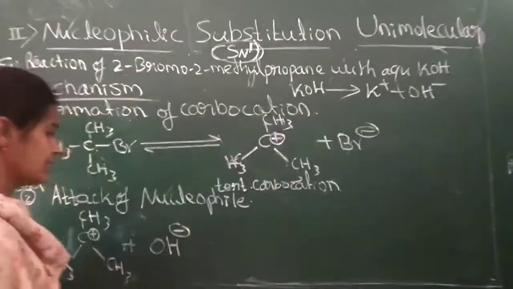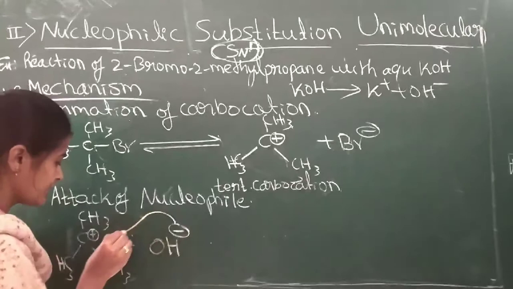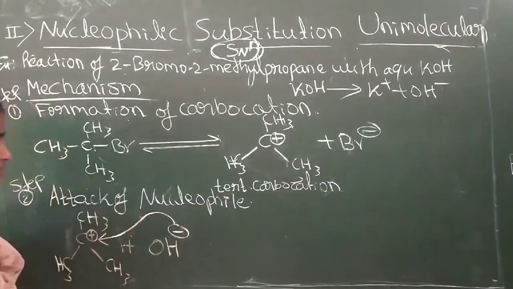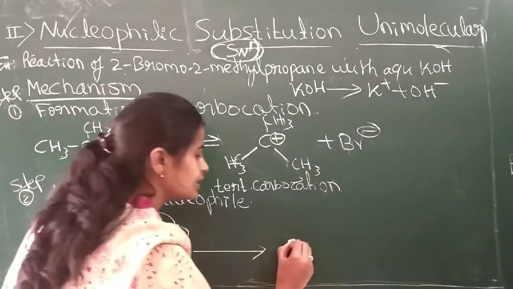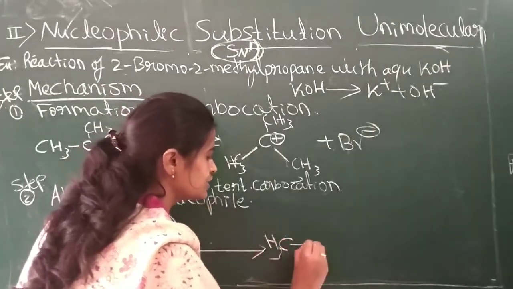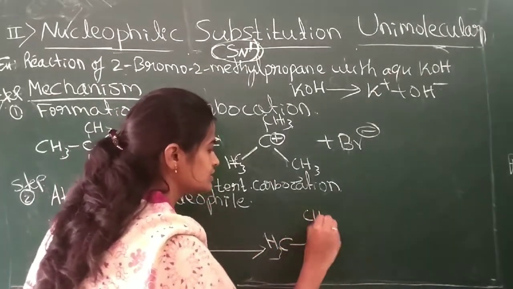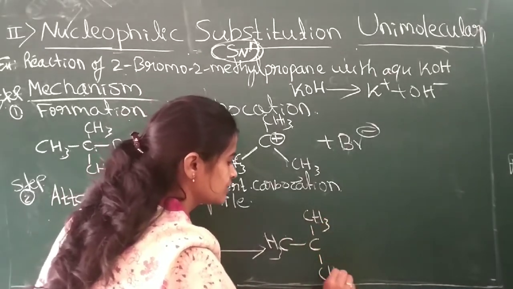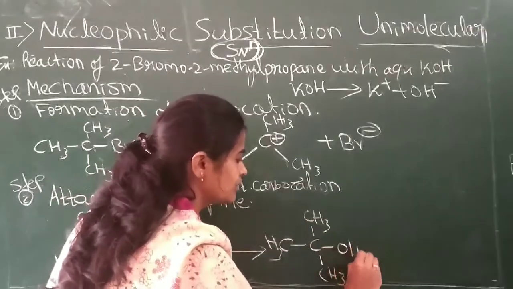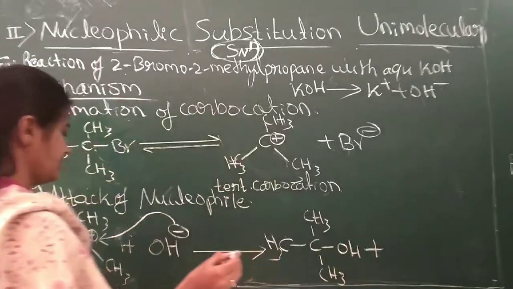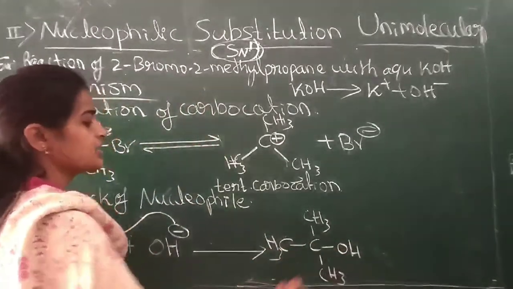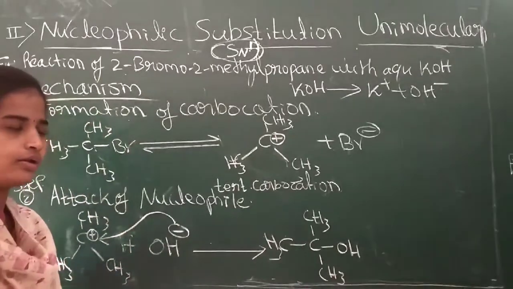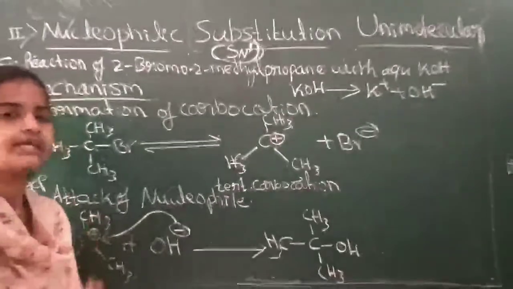Got it? Okay. Now the incoming nucleophile can attack the positive center. See, what does it form? CH3, CH3, CH3, OH. It forms the product, okay? Tertiary butyl alcohol. See, this is the second step.